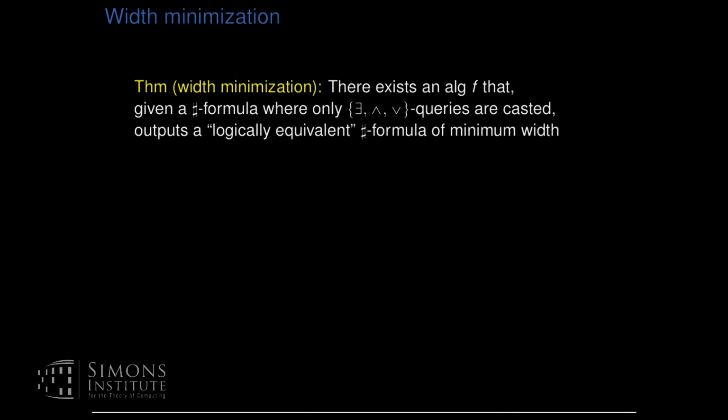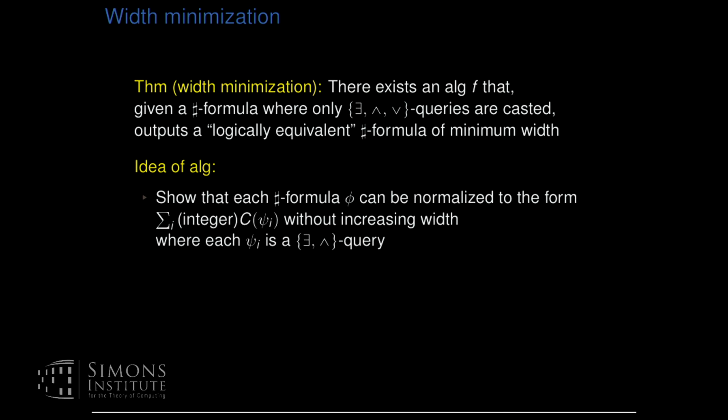Okay, so we're able to prove this theorem, which gives a good computability property of our logic. We call this width minimization. And this says that there's some algorithm which, given any formula in our logic where we only cast existential positive logic, outputs a logically equivalent formula which has minimum width. So here's maybe a rough idea of how the algorithm works.